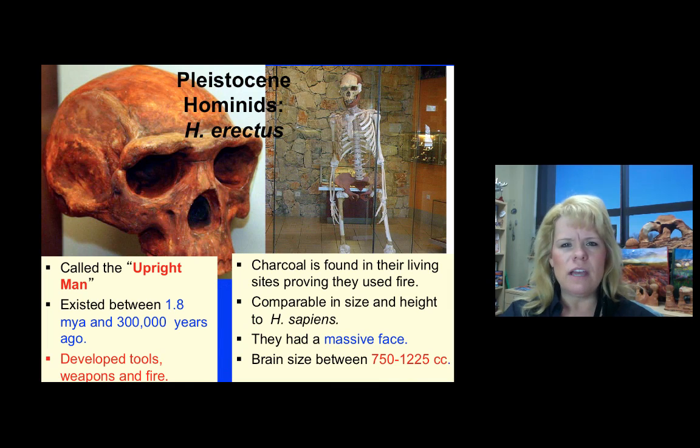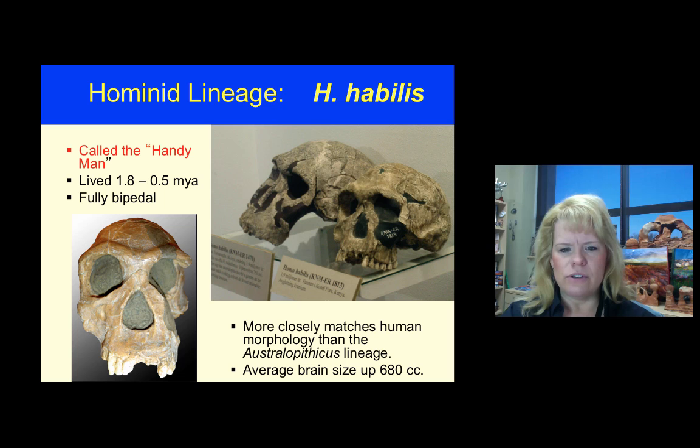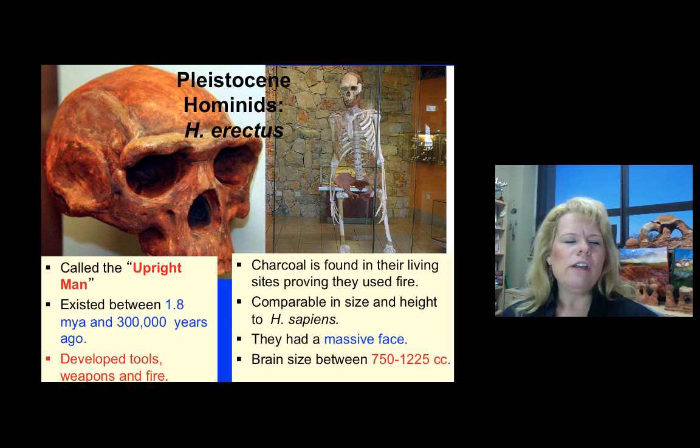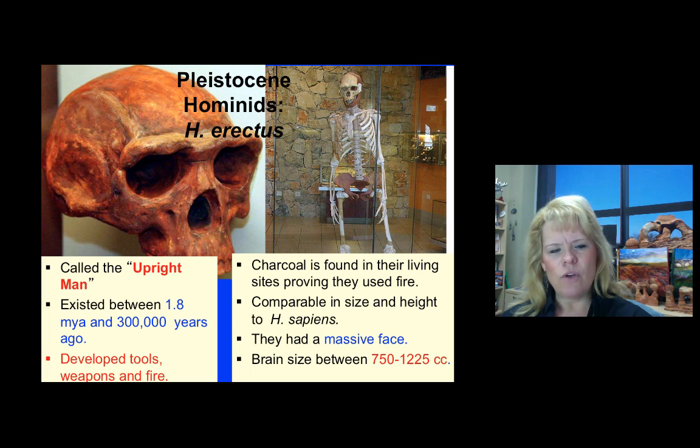All right, moving into Homo erectus. Homo erectus is the upright man, and we know for sure he was bipedal. He lived from about 1.8 million years ago to literally 300,000 years ago.